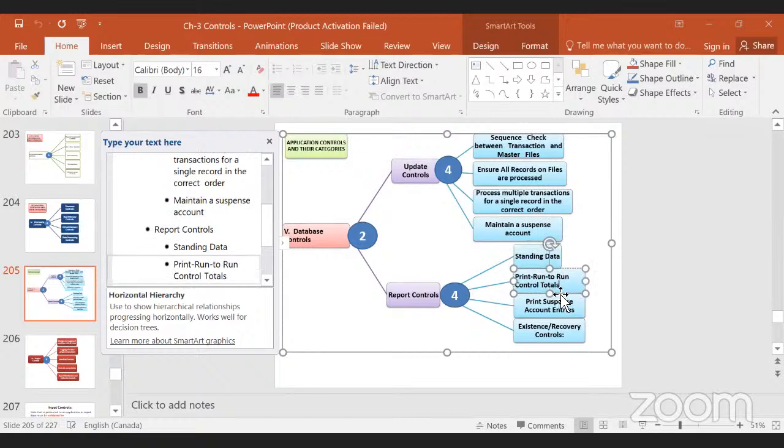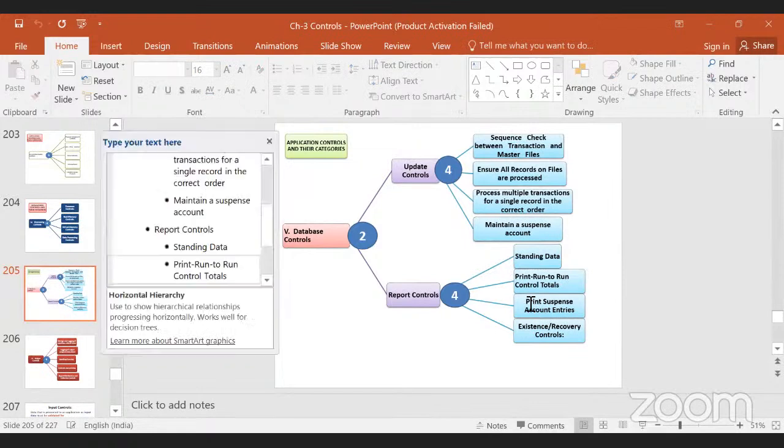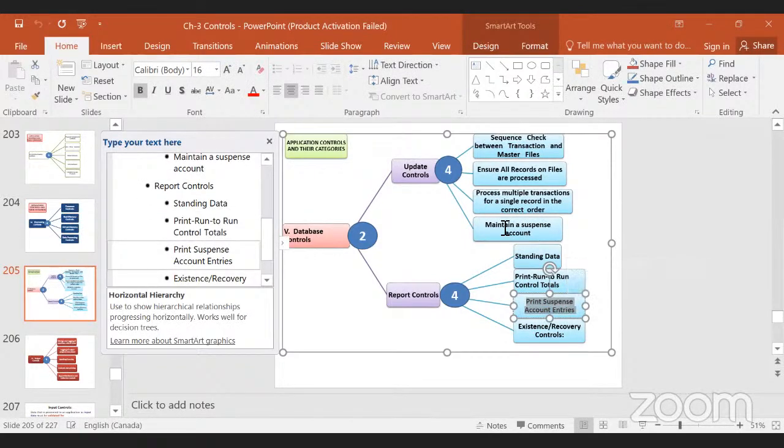Then print run to run controls. So process 1, process 2, process 3. The data obtained from process 1 is applied to process 2, and data from process number 4 is sent as input to process number 3, assume. Then you should have the run to run control. 1 to 2, 2 to 4, and 4 to 3. Like that, it should be. Then print suspense account entries. So same pattern like maintain suspense account here, print suspense account entries. So what are the rectifications we made? All the rectifications should be entered.